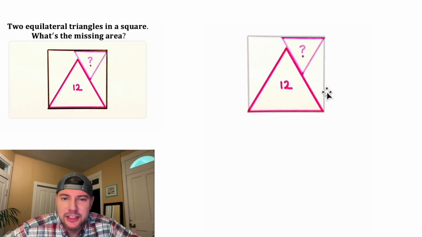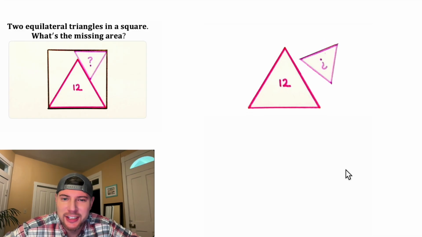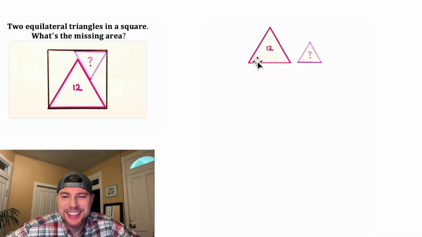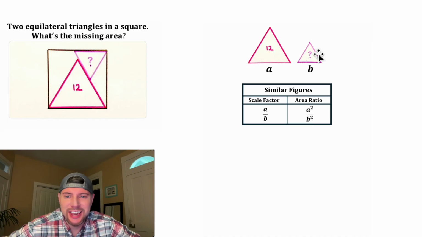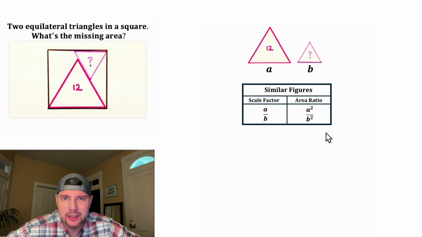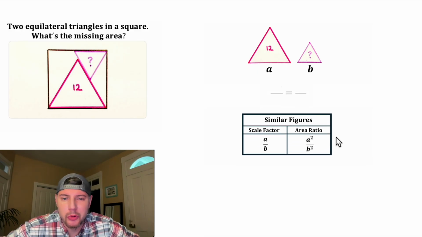First, let's isolate the two equilateral triangles, and let's line them up next to each other. Since these two triangles are similar figures and we're interested in the areas, let's use these notes here. They tell us the relationships of the areas of similar figures. Let's call the side length of this triangle A and the side length of this triangle B. The scale factor between this triangle and this triangle is A to B, and the area ratio is A squared to B squared. With these notes, we can set up a proportion.